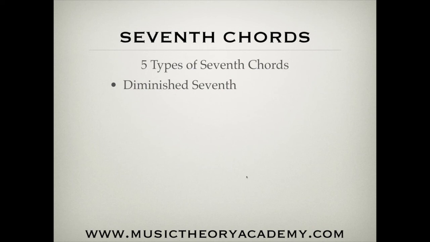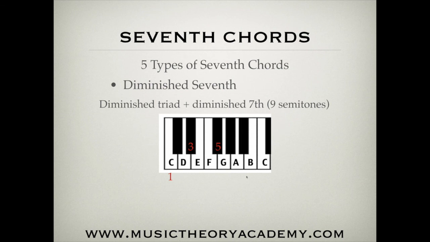And then the final type is the diminished seventh, which is a diminished triad and then a diminished seventh on top of the diminished triad. So you're really going for the diminished feel on this one. So here's our diminished triad. Now, if we count up 9 semitones, 1, 2, 3, 4, 5, 6, 7, 8, 9, we get to this note A. However, when it's a diminished seventh, we don't call it A, we call it B double flat. It's a little bit confusing from that point of view. So you've got C, E flat, G flat, and then this B double flat.